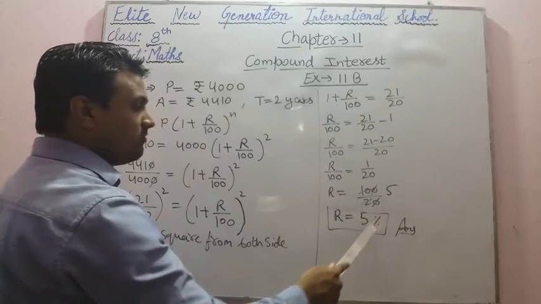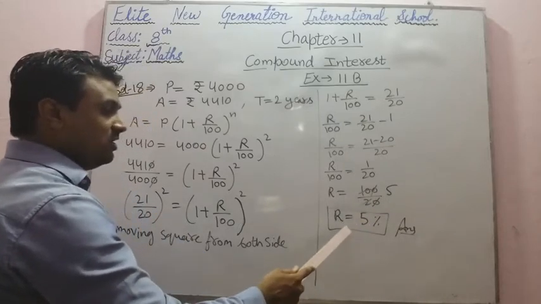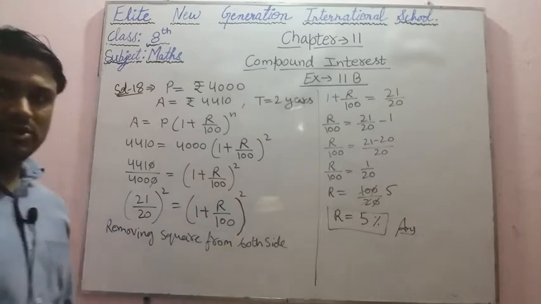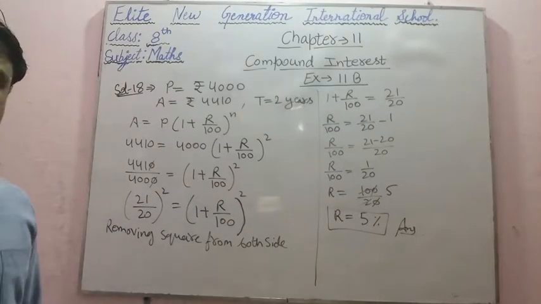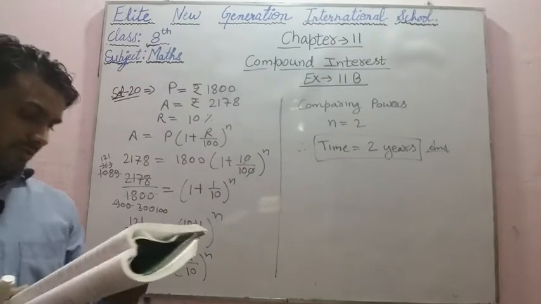So the value of r will be 5. So we can say that the rate will be 5%. So here 5% will be the answer. Now after this, the next question. So after this, see question number 20.